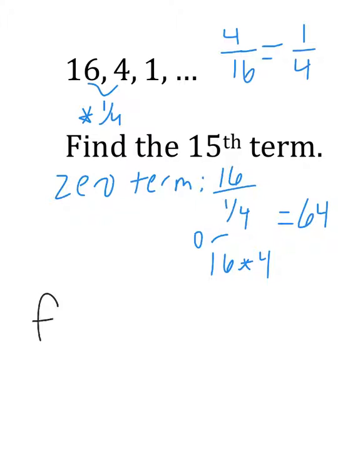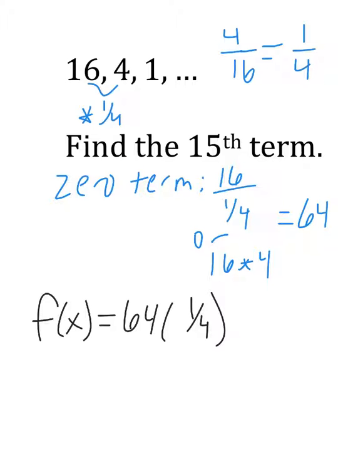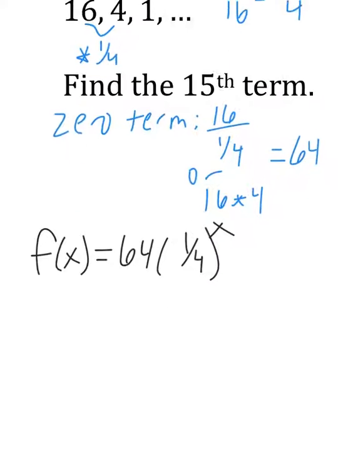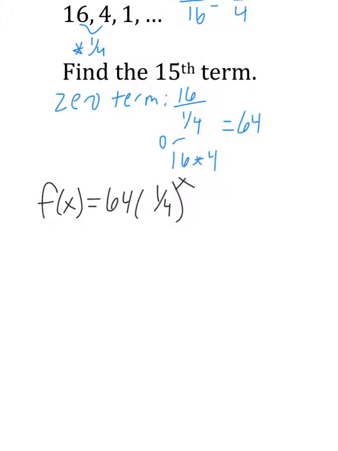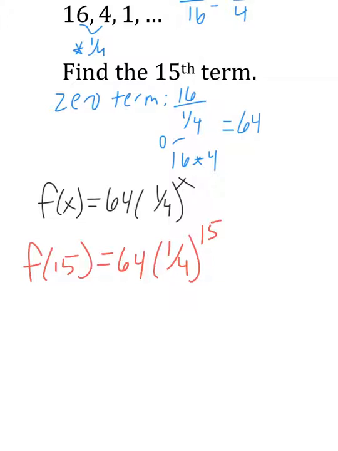Then we can write our function, f(x) is equal to 64 times 1/4 to the power of x. If we're looking for our 15th term, f(15) is equal to 64 times 1/4 to the 15th power. When I type that into my calculator, I end up with 5.96 times 10 to the -8th this time. So those are some functions that we can write to model our geometric sequences.